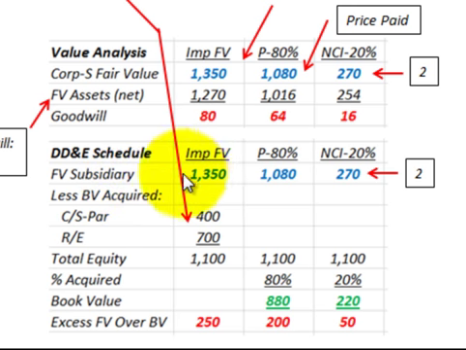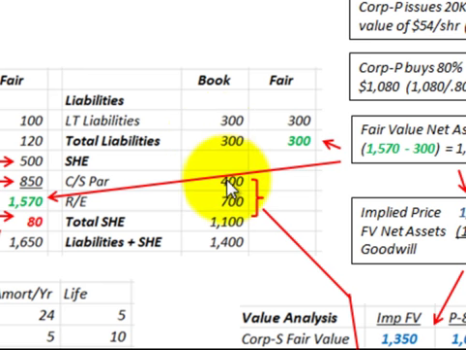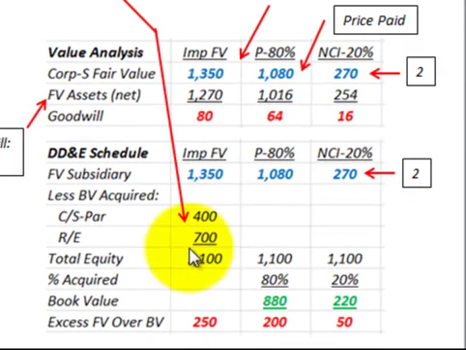So the fair value of the subsidiary was $1,350,000 here less the book value acquired here. That was $400,000 up here. Going up to our balance sheet here, they're going to get the common stock of $400,000 plus retained earnings of $700,000. So the total equity in this case would be the common stock plus the retained earnings, or the book value of the total equity, $1,100,000. And of course that would be divided up here between the parent and the non-controlling interest.